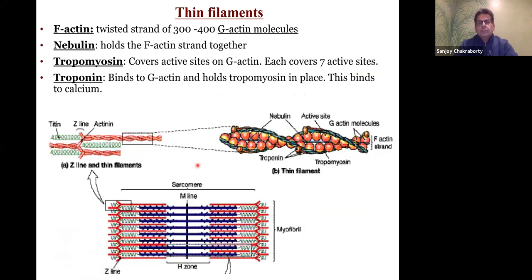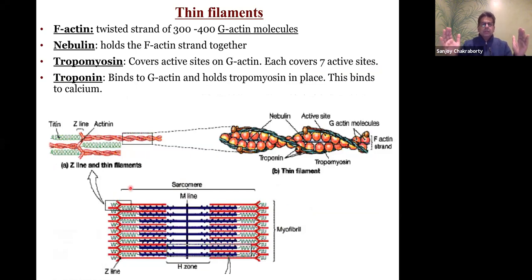So far we studied the structure or microanatomy of the sarcomere. So we know how a sarcomere looks, like this one. Just to recap, this is the A band region, the dark region. These are the light band regions. And these are the Z lines, this one and this one.